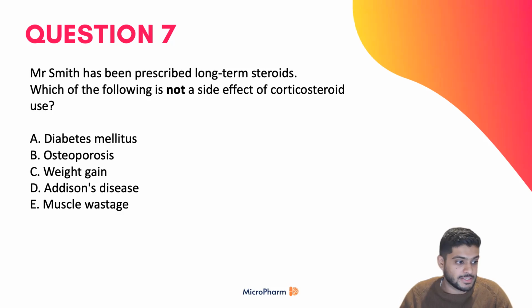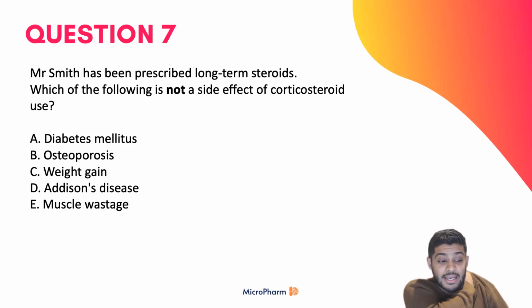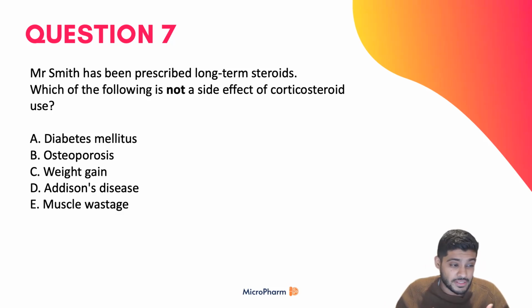Okay, let's share your answers. So we've got really a split between Addison's disease and muscle wastage. So let's go through all of our different options. So when it comes to diabetes mellitus, long-term corticosteroid use can increase and elevate your blood glucose levels. This can potentially trigger or exacerbate diabetes. So something to keep in mind when patients are on long-term steroids.